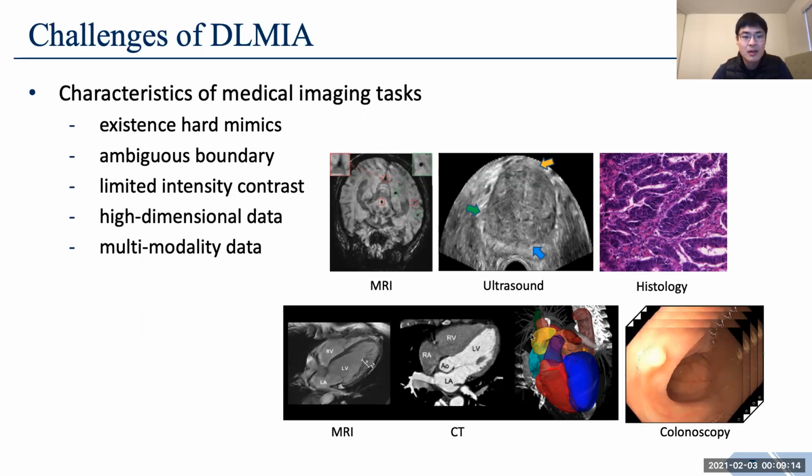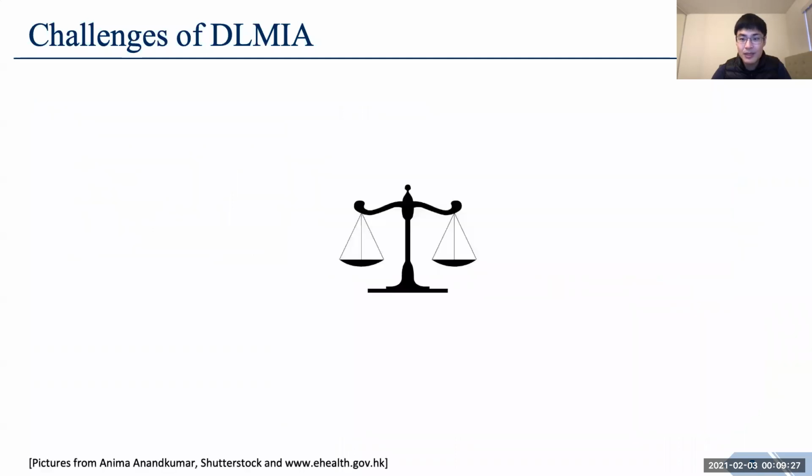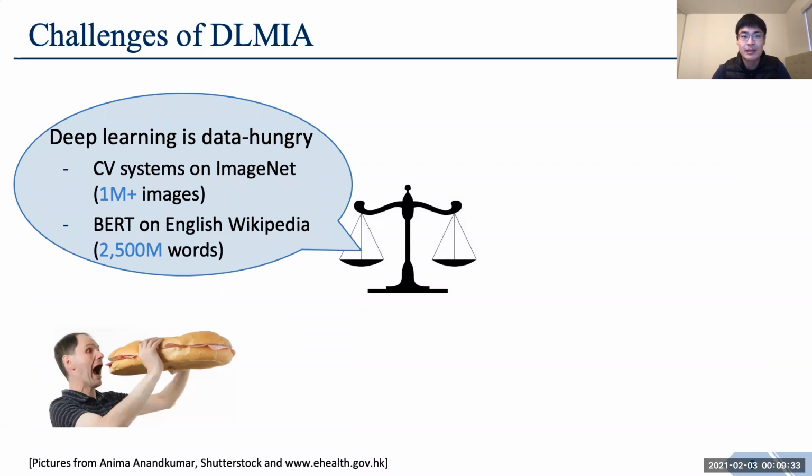Another characteristic is that most medical images are high dimensional, like 3D MRI and CT volumes. In this case, we need to design effective methods to handle 3D data. In another aspect, the deep learning system is data hungry. Generally, it needs a large training dataset to achieve good performance. For example, most computer vision systems are pre-trained on ImageNet, which includes more than 1 million images. And the state-of-the-art language model BERT was pre-trained on the whole English Wikipedia.